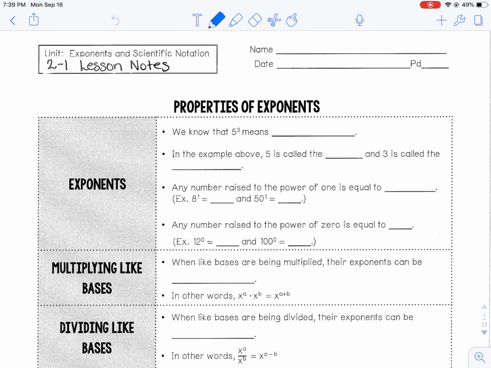Hello, we're going to look at Lesson 2-1 notes on properties of exponents. We're going to learn several different rules, about 5 different rules today on the different properties and characteristics of exponents.